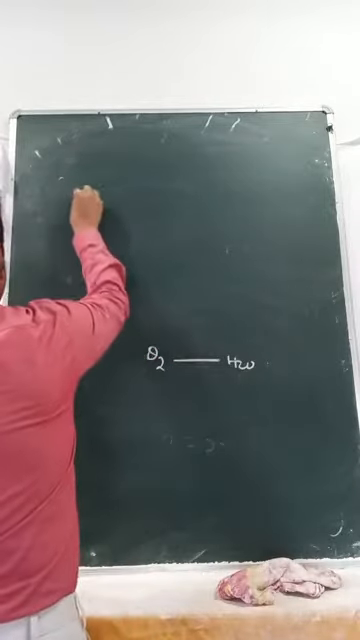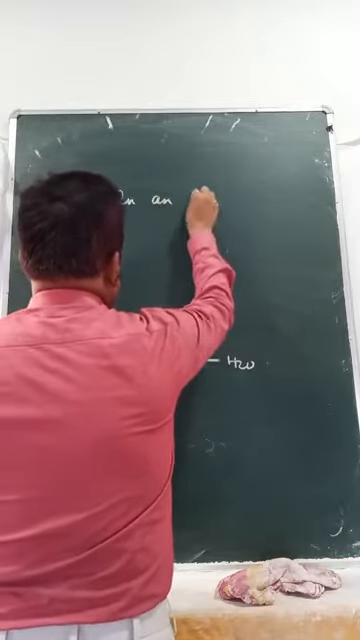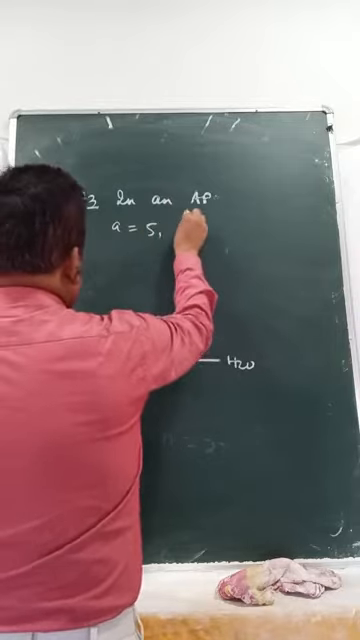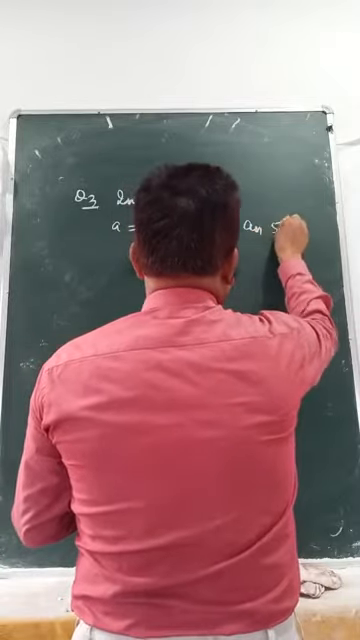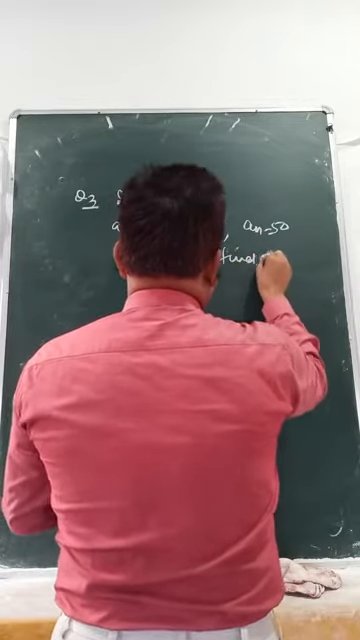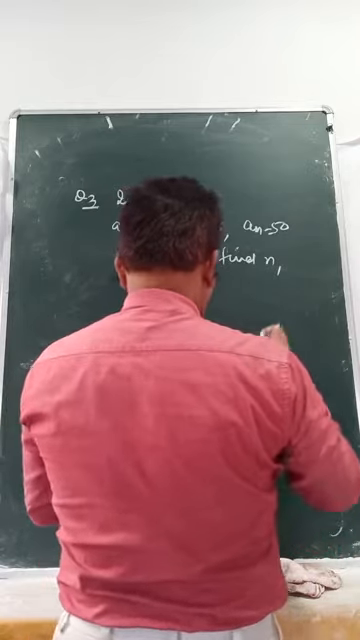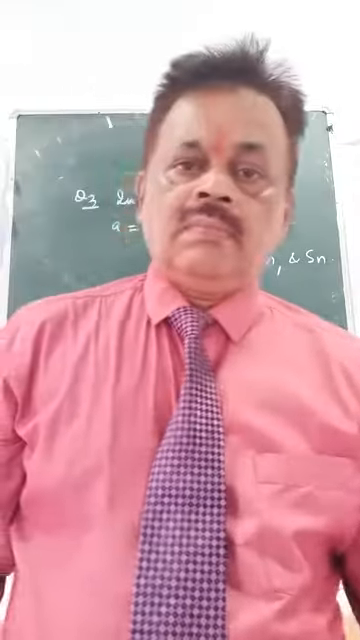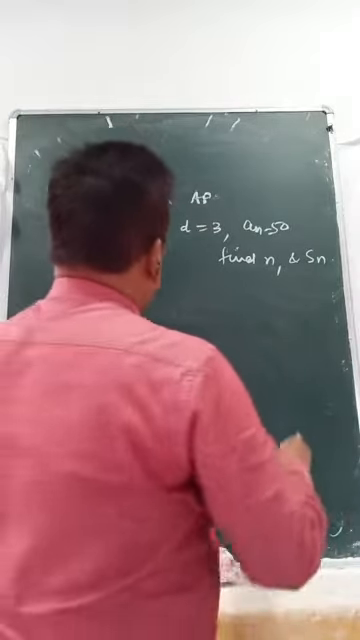Question number 3. In AP, A is given 5, D equals 3, An equals 50. Find N and Sn.